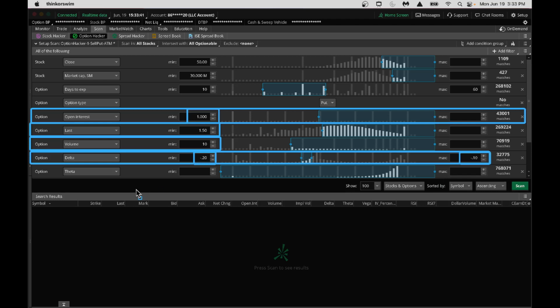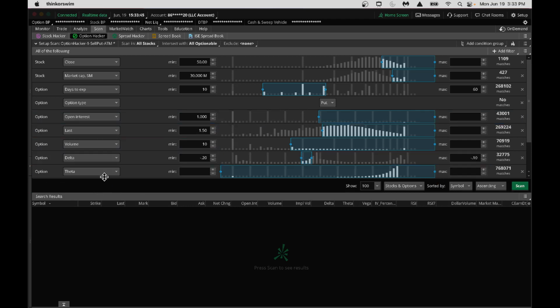And then you've got theta. I just ignored it for now here. You don't need to worry. Look, very simple scan here. So with this, let's launch the scan and go from there.